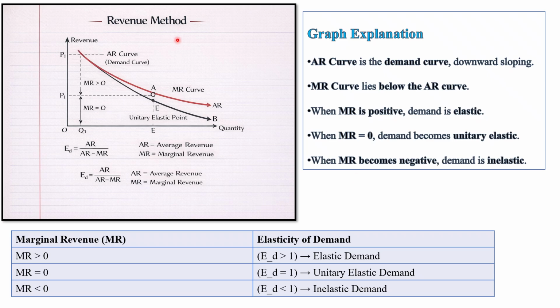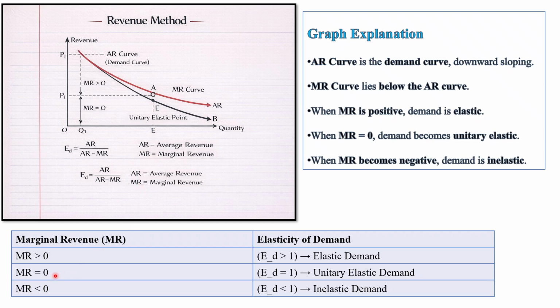First, let's see this graph and this graph explanation, and this is the graph table. Let's talk about one by one. First, you have seen that when marginal revenue is greater than 0, it means that elasticity of demand is greater than 1, which means that there is a large change in demand as compared to price. When there is a large change in demand as compared to price, marginal revenue is positive. It means that selling more units increases total revenue.